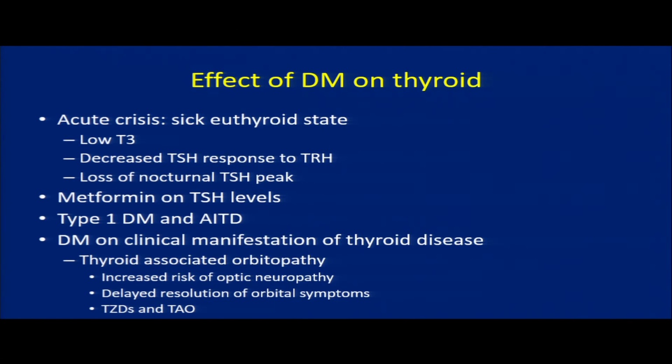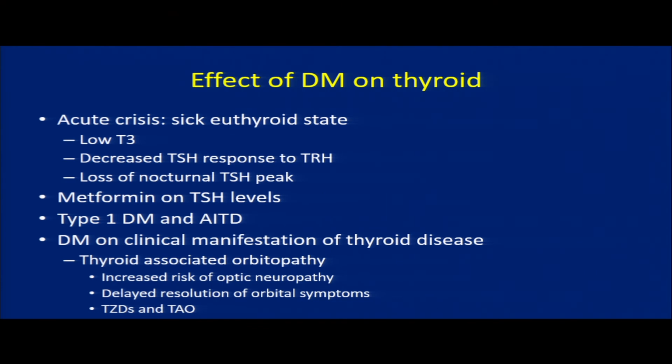Other effects, as I said before: uncontrolled diabetes itself, especially in DKA and other very severe hyperglycemic conditions, can make the thyroid functions abnormal. Recent reports, though not clinically significant, are giving suggestions that metformin can suppress TSH. There is a very strong association between type 1 diabetes and autoimmune thyroid disease, because both are background autoimmune conditions.